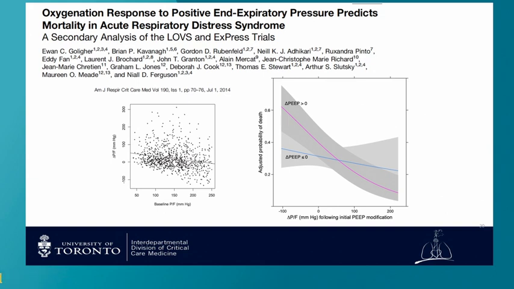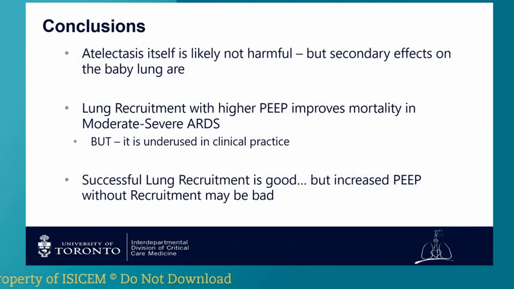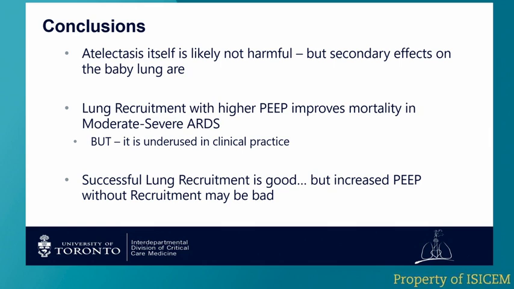So if your PEEP went up and your oxygenation got better, and your PF ratio improved, great. If your PEEP went up and your oxygenation got worse, that was a significant problem. And we didn't see that relationship when PEEP was the same or lower, suggesting that it wasn't just related to patients getting better or getting sicker. So I've tried to show you here that atelectasis itself is not harmful, but its secondary effects on the baby lung are. Lung recruitment with higher PEEP generally improves mortality in patients with moderate to severe ARDS, but it's underused in clinical practice. But overall, while successful lung recruitment is good, increased PEEP without recruitment may be bad.